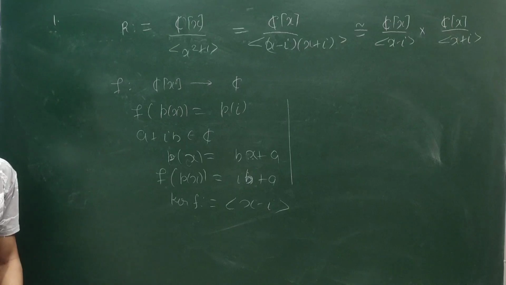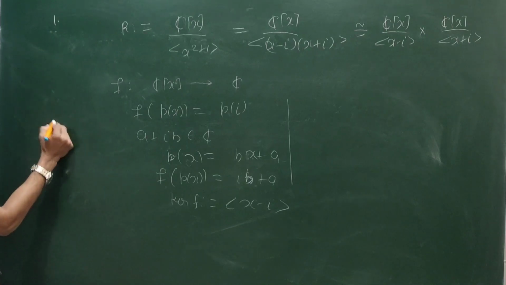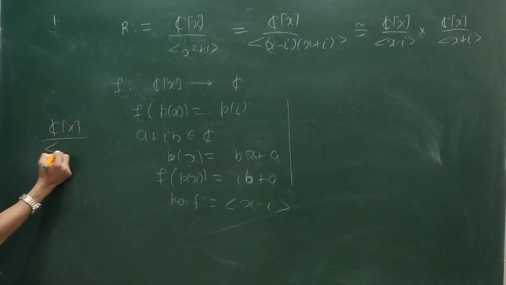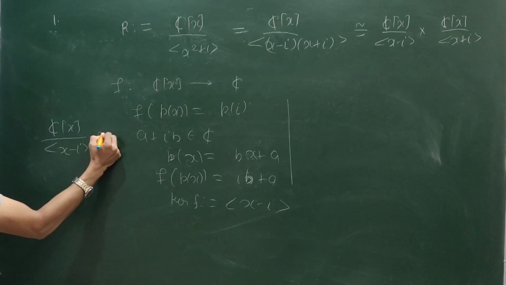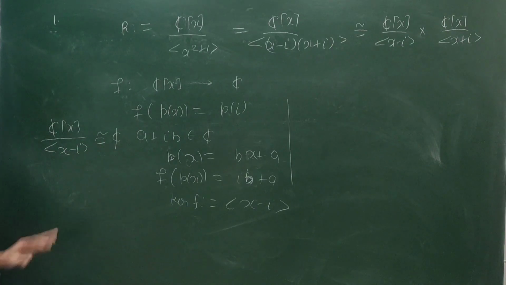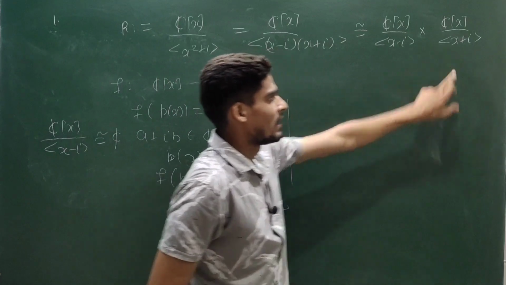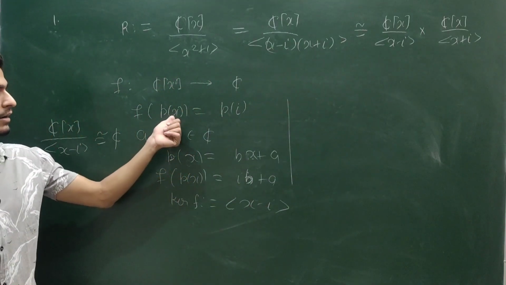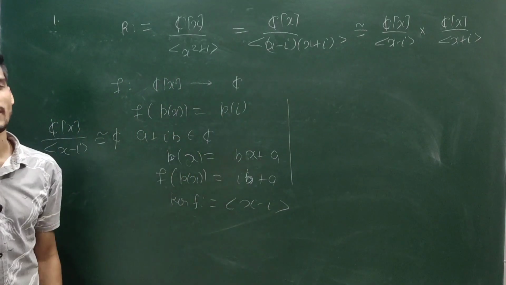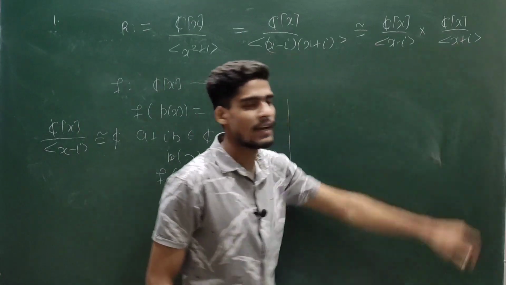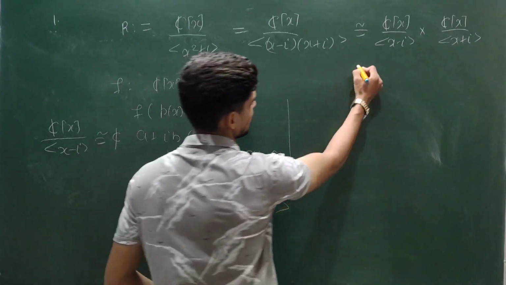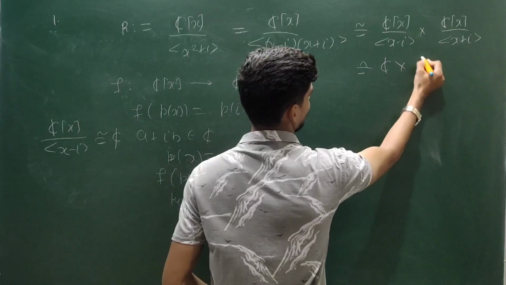I can make use of the fundamental theorem. So by the fundamental theorem, I can see this C[x] modulo the ideal generated by x minus iota is actually isomorphic to C. And a similar concept I can use here. I will send the mapping p(x) to p at minus iota, because it vanishes at the point minus iota. So this is actually isomorphic to C cross C.